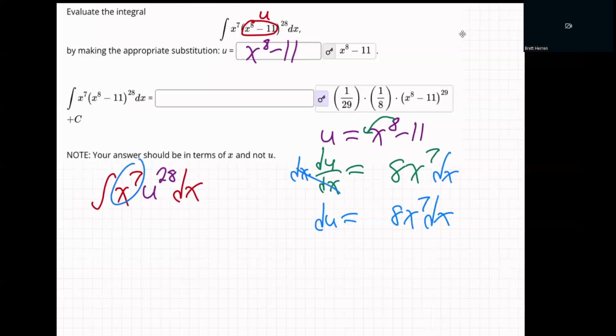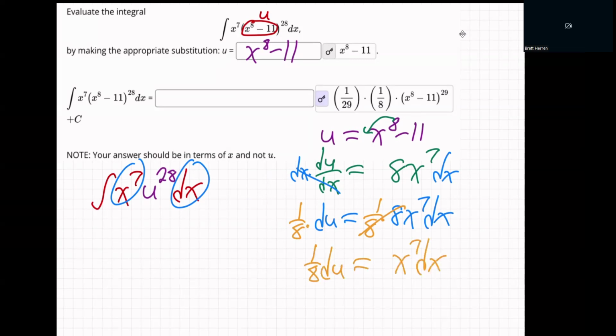And we have an x to the 7th dx. We just don't want that 8 there. So we can take care of that easily enough. Multiply both sides by an 8, cancels out. So 1/8 du is x to the 7 dx. So x to the 7 dx, wherever we see it, we can replace it with 1/8 du, because 1/8 du is equal to x to the 7th dx.